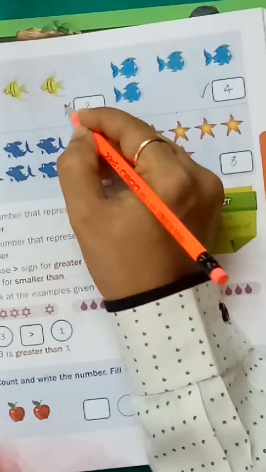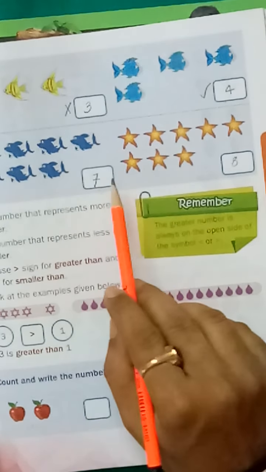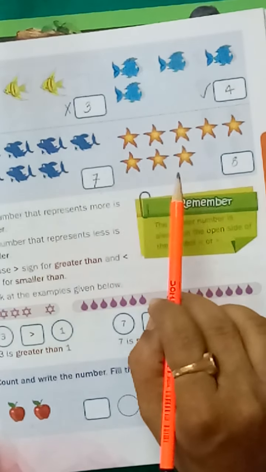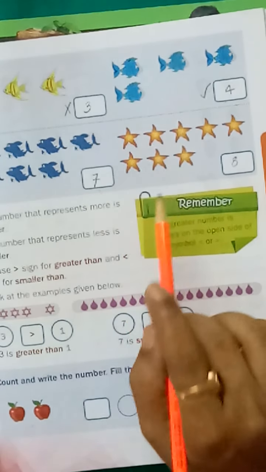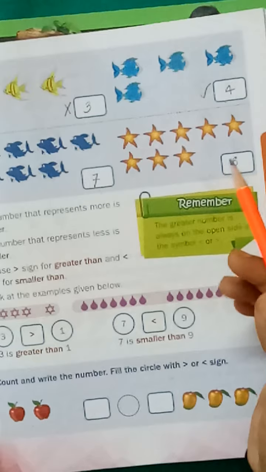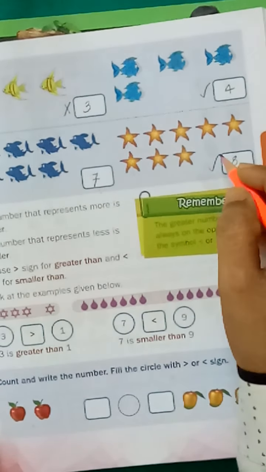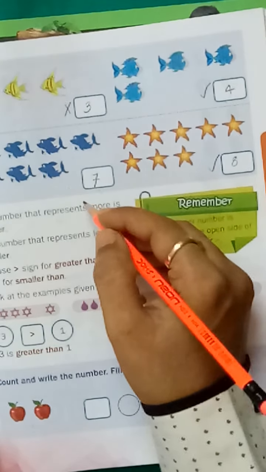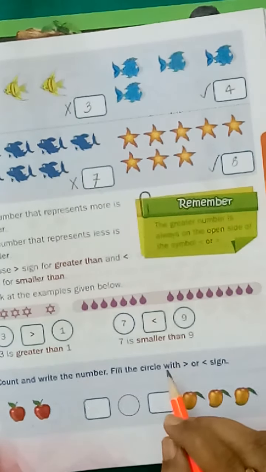Okay now? Now here comes 7 and 8. In 7 and 8, which is the bigger one? Either 7 or 8. You see, count it. 1, 2, 3, 4, 5, 6, 7, 8. Okay now? 7 comes before 8. That's why, which is the bigger one? 8 is the bigger one. And which is the smaller one? 7 is the smaller one. Okay now? Right.